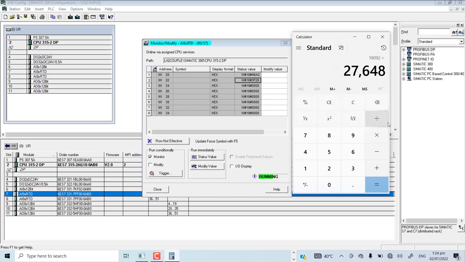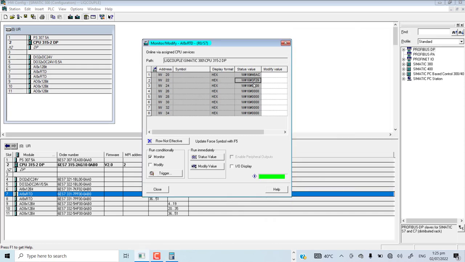Once you do this mathematics, multiply it by 16, since the range of 4 to 20 milliampere is 16 milliampere, plus 4. 14.46 milliampere is the value that is coming at the PLC input channel, right? 14.46. Now let me convert this other value as well, 3F29, and I will do it.